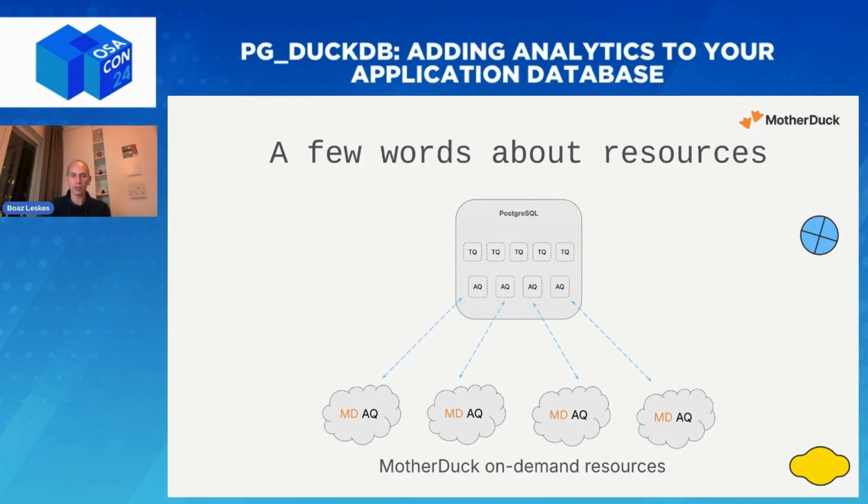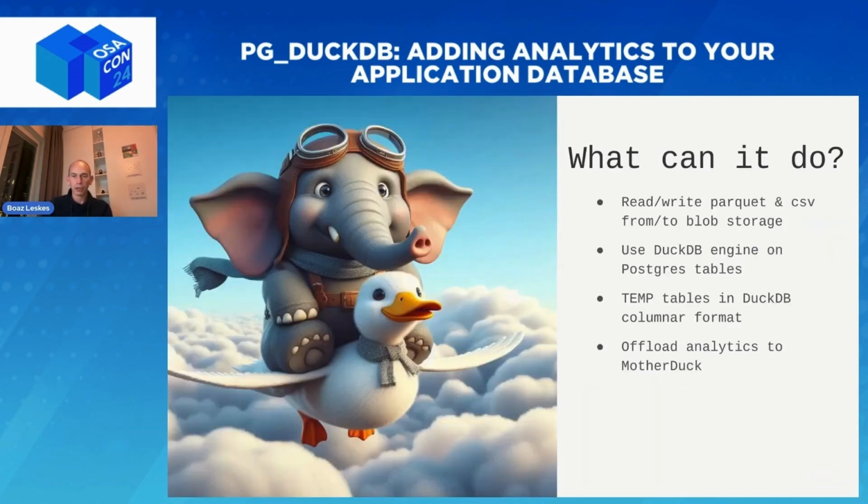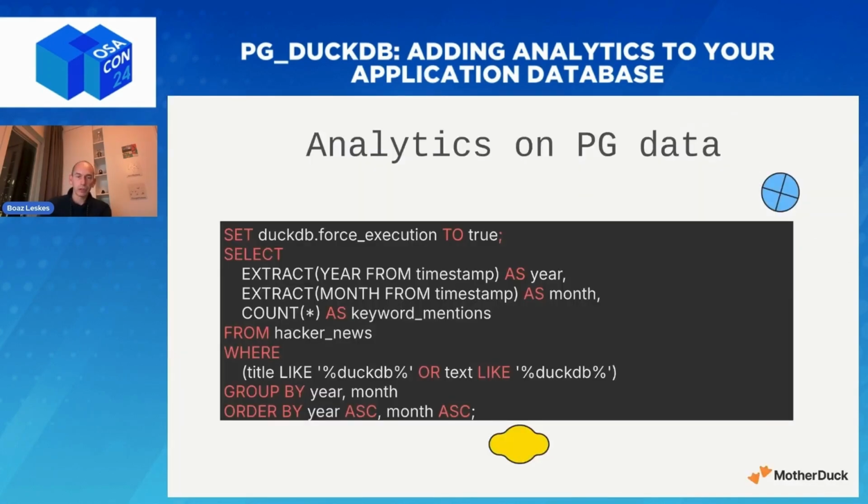MotherDuck also has a few other utilities to access cloud resources, but I'm going to skip over those. So in short, what can we do? We take this elephant, augmented with DuckDB, and now we can read and write Parquet files. You can read and write CSV files into blob storage. You can use the DuckDB vectorized engine to process Postgres data, or alternatively, if you need some temporary space, temporary in-memory tables to support multiple statements, you can create temporary tables in DuckDB in columnar store format. And finally, you can augment your local resources with MotherDuck support.